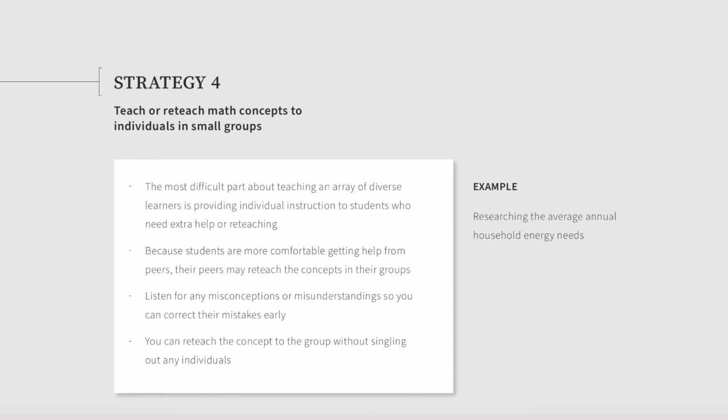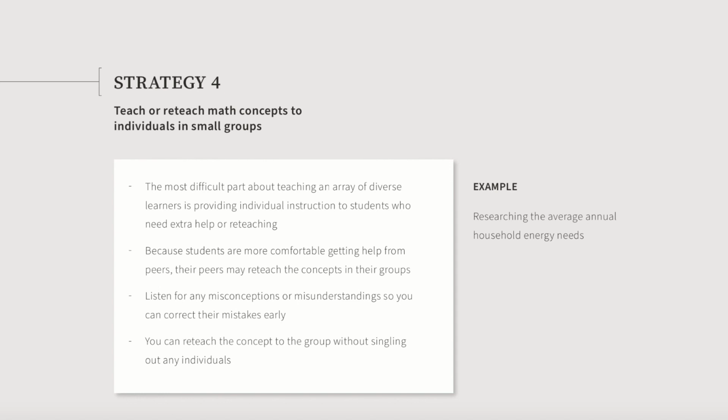To ensure individuals are getting the help they need, walk around and listen to their discussions. Listen for any misconceptions or misunderstandings so you can correct their mistakes early. You can reteach the concept to the group without singling out any individuals. Reteach the concept to the group in the context of their authentic learning task. The students will probably not realize that you're reteaching. They will only see it as help on their problem-solving task.